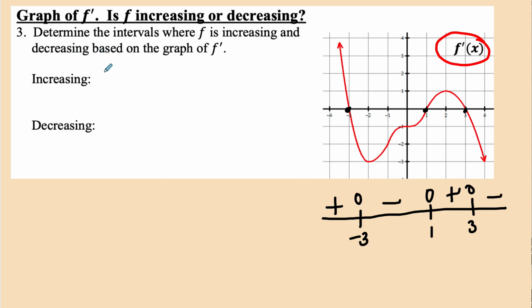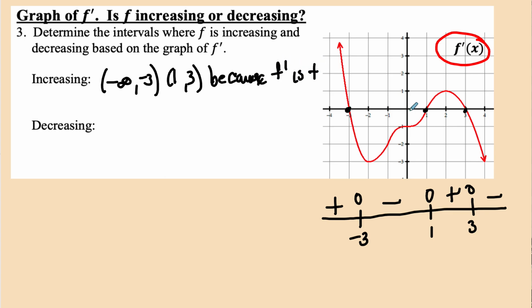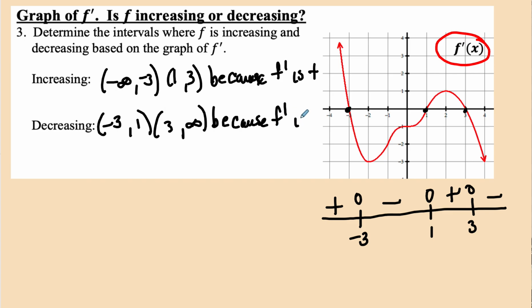So it's increasing from negative infinity to negative 3 and from 1 to 3 because the derivative is positive. It's sitting above the x-axis. And it's decreasing from negative 3 to 1 and from 3 to infinity because the derivative is negative. So be careful with what the graph is telling you.